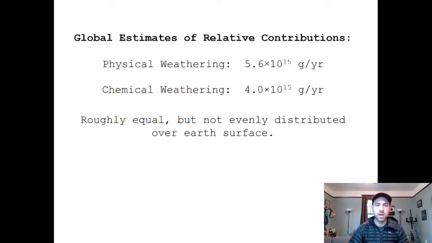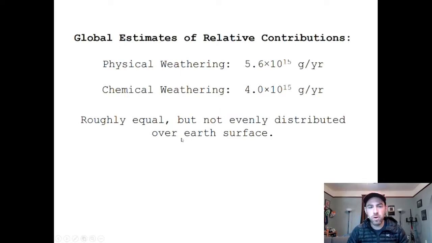And in fact, from global scale estimates, it's shown that they are approximately equivalent orders of magnitude. So you can see that physical weathering contributes about 5.6 times 10 to the 15 grams per year. So that's a huge quantity, right? And chemical weathering is approximately the same. I would say that those are equivalent within the uncertainty of those estimates, right?